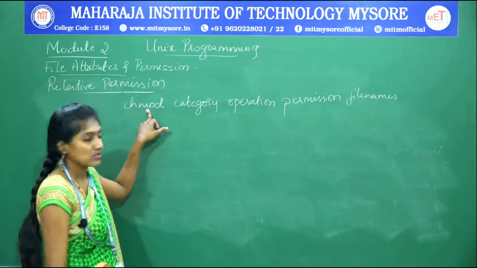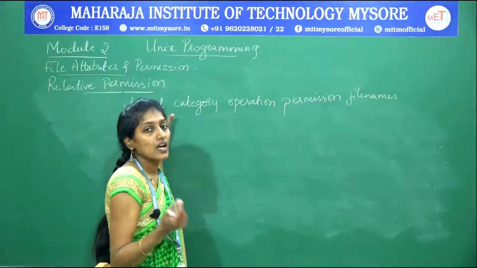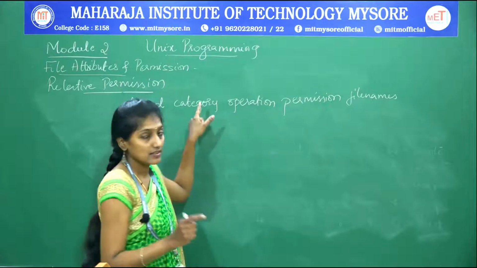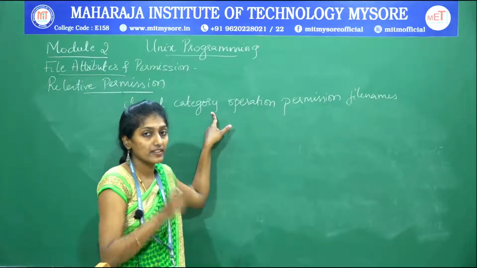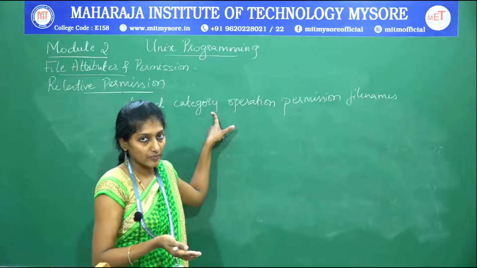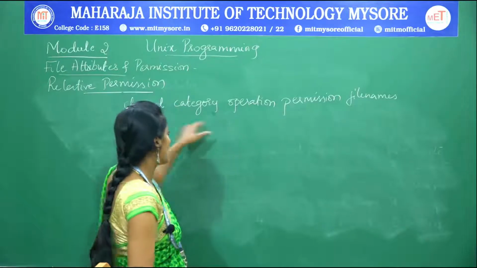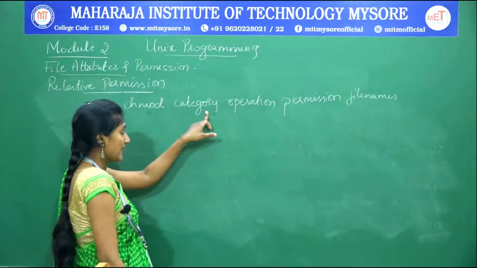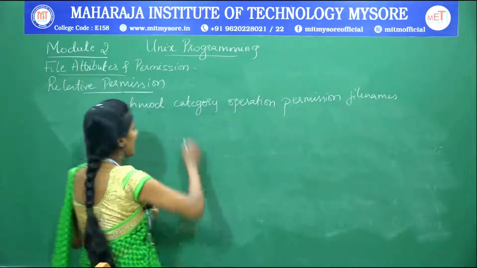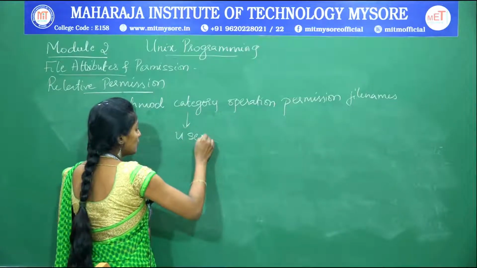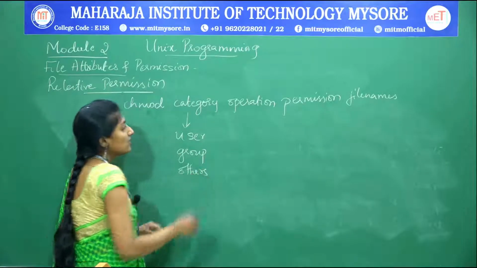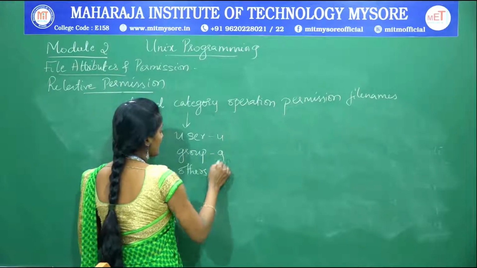So, as I have discussed, chmod is used for what? Changing the file permission, for any file that you have created or an already existing file. So how are we going to change the file permission here? The syntax is chmod, category, operation, permission and file name. What does this category represent here? Category represents user, group and others, that is U, G and O.